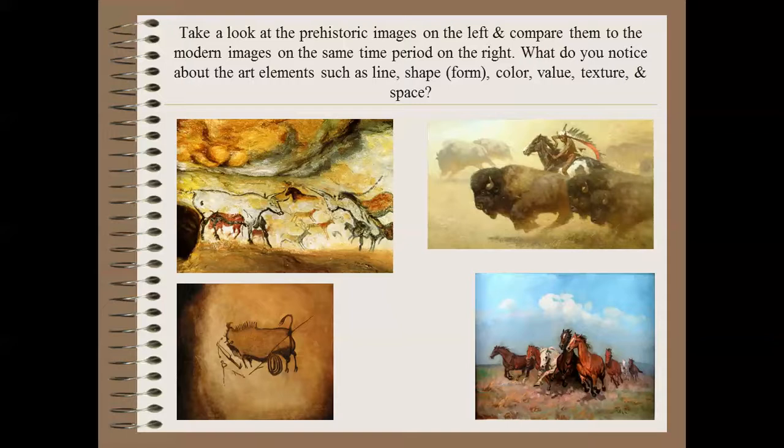So art elements are what we use to make art. So write down some of the differences you see in line, shape, color, value, texture, and space. I'll give you probably a little over 30 seconds, which should be enough time to write down some of these differences you see. So I'll give you that time, and then we will move on to the end.